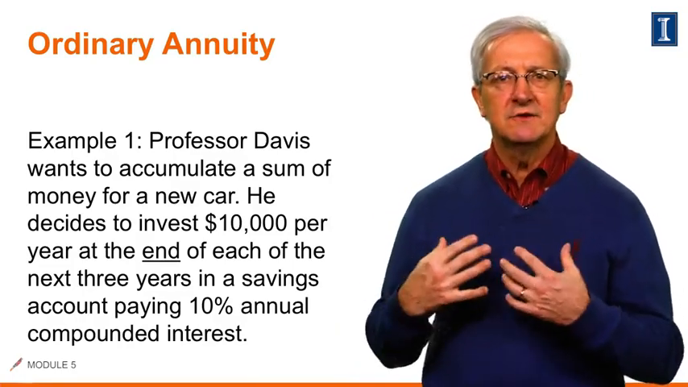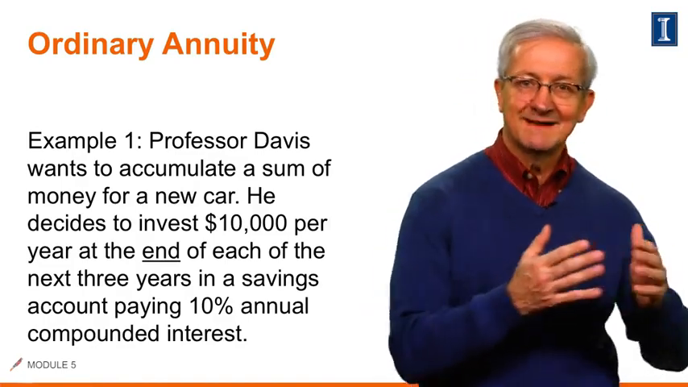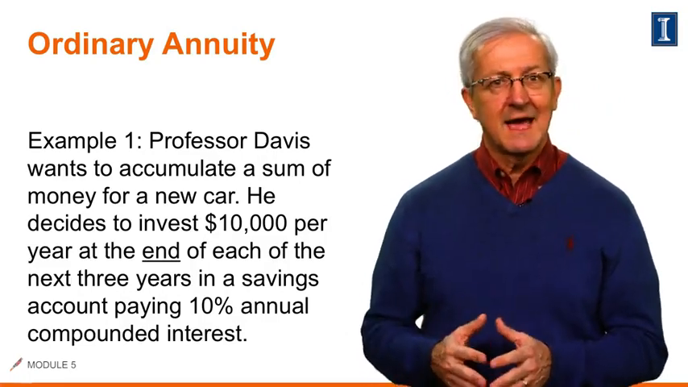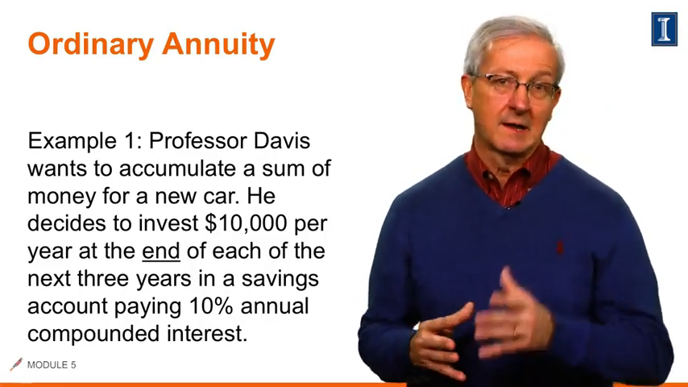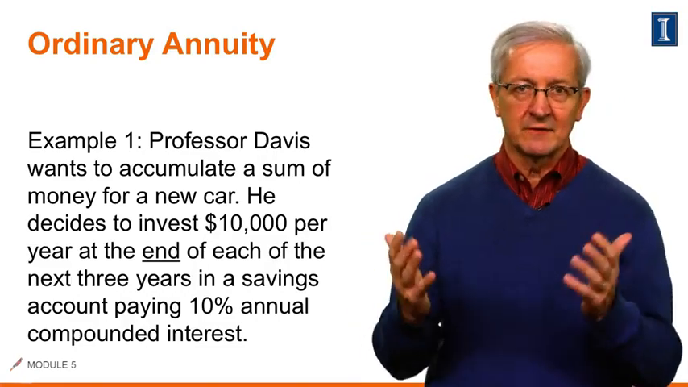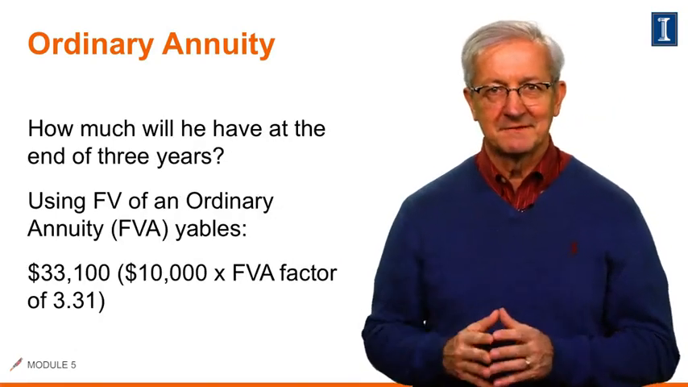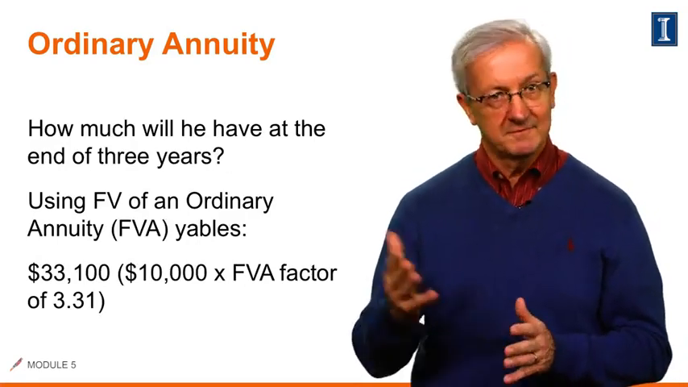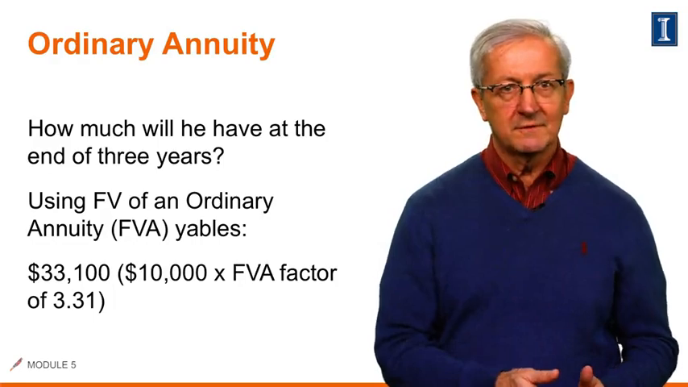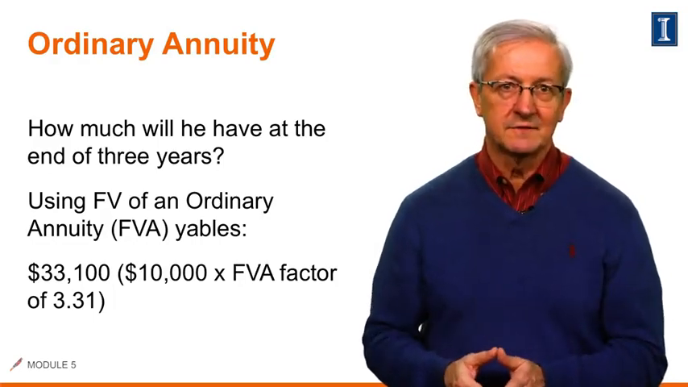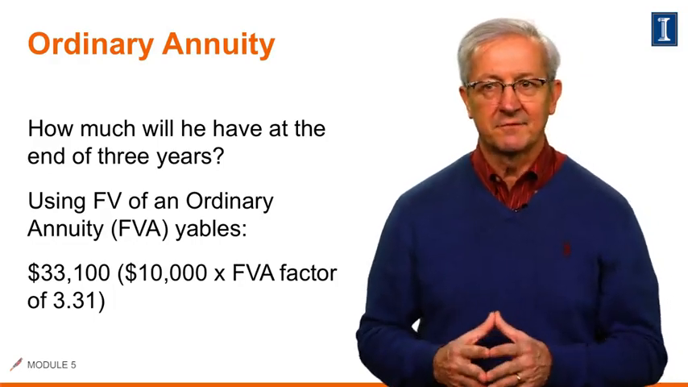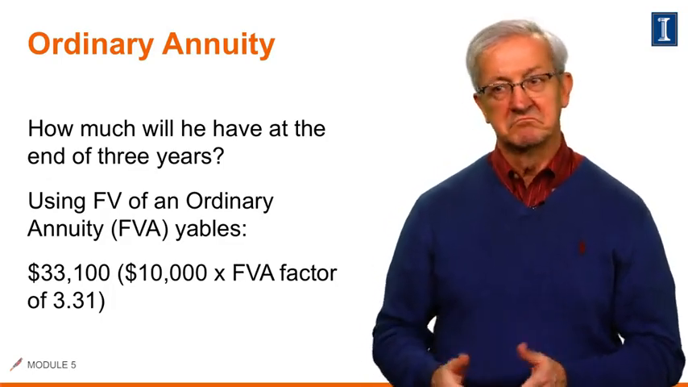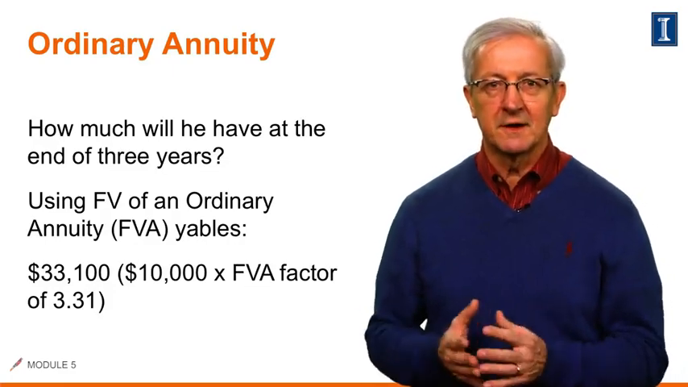So next, let's look at an ordinary annuity example. Let's say, how much would I need to accumulate for a new car if I invest $10,000 at the end of each of the next 3 years in a savings account at an annual compounded interest rate of 10%? I know your first question is, where do I get 10% in today's world? Hard to do, but let's say we invested very healthily and got that return. By using our future value of an annuity table found online, you could take the amount that you're putting in for each of the 3 years, $10,000, times the future value of annuity factor of 3.31, and you'll come up with $33,100. Sounds like a pretty nice vehicle for the old professor, right?